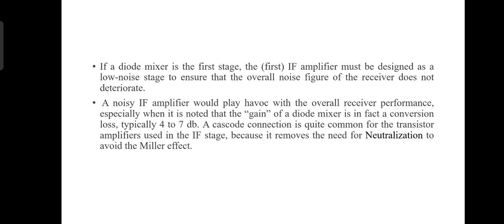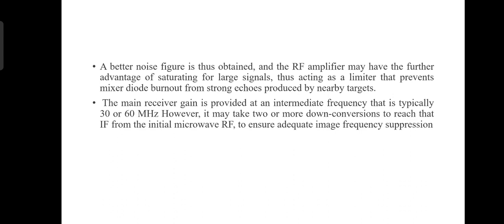for the transistor amplifier used in the IF stage because it removes the need for neutralization to avoid the Miller effect. A better noise figure is thus obtained, and the RF amplifier may have the further advantage of saturating for large signals, thus acting as a limiter that prevents mixer diode burnout from strong echoes produced by nearby targets.